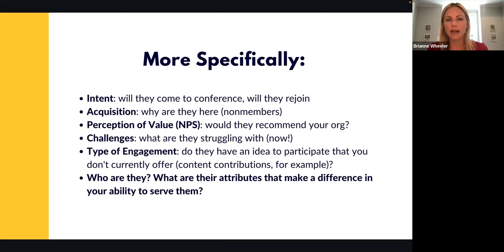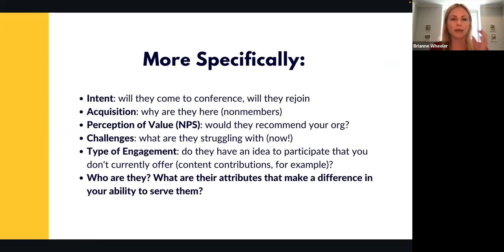Challenges: what are they struggling with now? I love this question because beyond what a member might say is their reason for joining when you ask them at the beginning of their membership cycle, you really need to find out throughout the year what they're struggling with so that you can deliver it. That can not only help you engage with them better, but it can inform programs. You can start to see trends in the industry that you're not observing otherwise. So really helpful information to know.